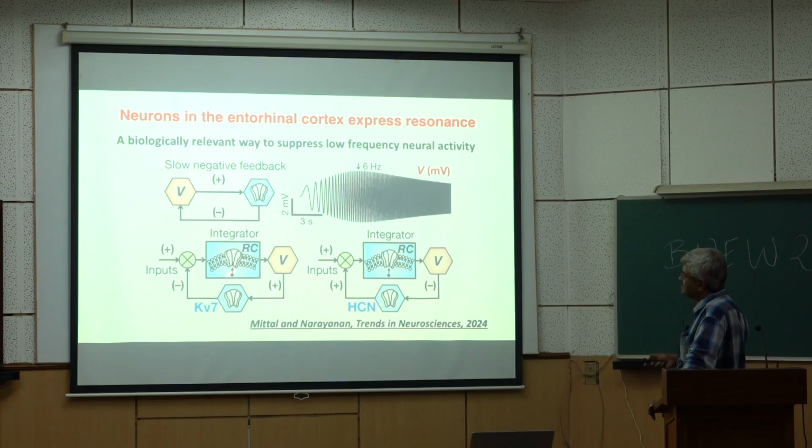But when you have these kinds of ion channels present on top of it, what these will do is suppress the lower frequencies, the capacitance will suppress the higher frequencies, and therefore you will start getting resonance in these kinds of structures. Right? And if you look at the entorhinal cortical neurons, they express HCN and Kv7 channels, and they resonate around the theta frequency range, which is 3 to 10 hertz basically.